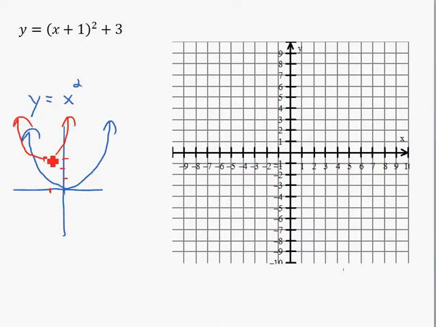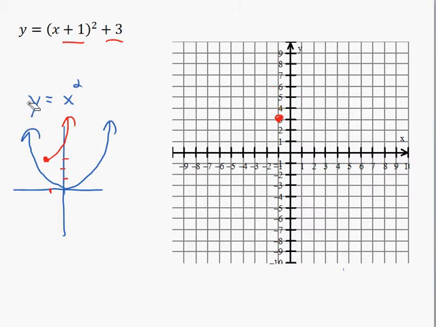Well, it's negative 1, 3. That's why this is called vertex form. It's the opposite of the number you're adding to x, and then the y value is whatever you're adding on there. So that's why that's called vertex form. So we know the vertex of our graph is going to be at negative 1, 3. And it's going to open up just like we drew it here.